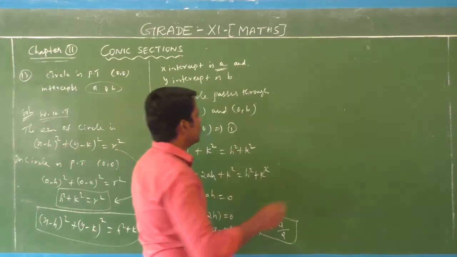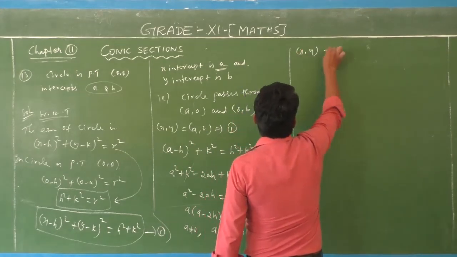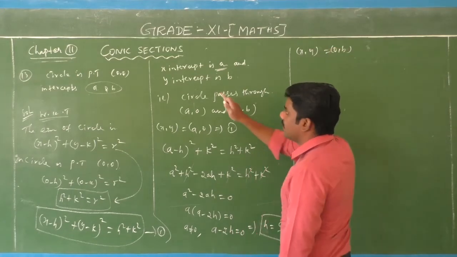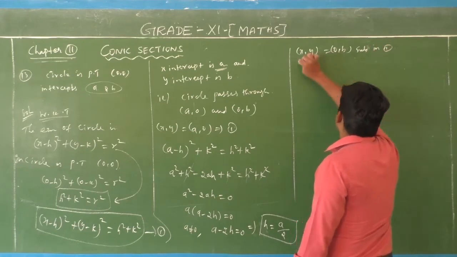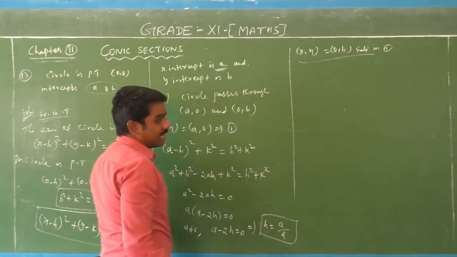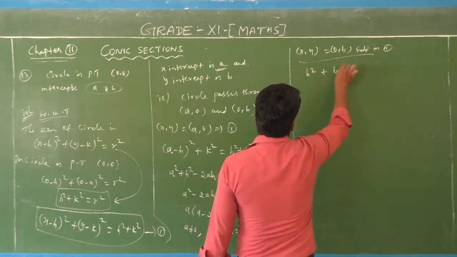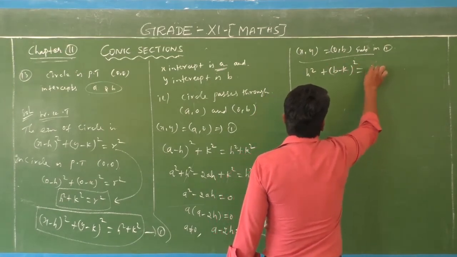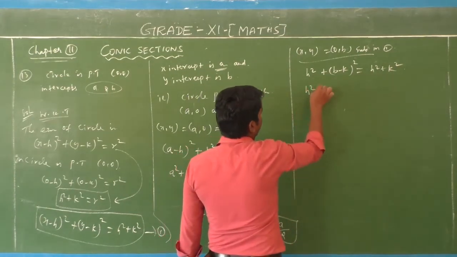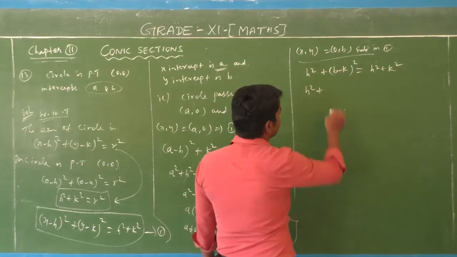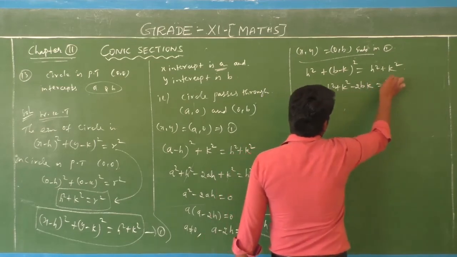Right. Next, the second point, 0 comma b. So x comma y is equal to 0 comma b. This point 0 comma b is lying on the circle, so substitute in equation number 1. Equation number 1 is x minus h to the whole square; x is 0, so 0 minus h to the whole square is h square, plus y is b, so b minus k to the whole square equal to h square plus k square. Expanding: h square plus b square plus k square minus 2bk equal to h square plus k square.